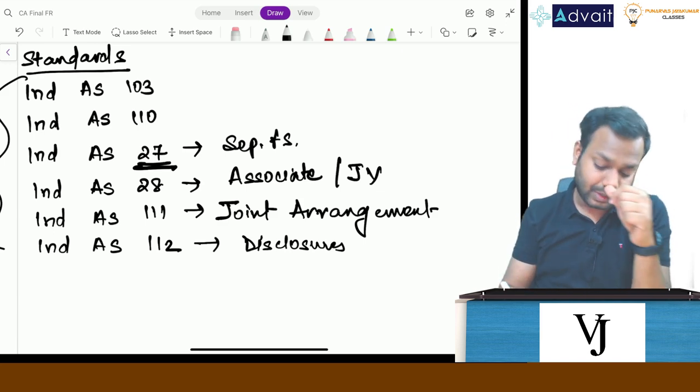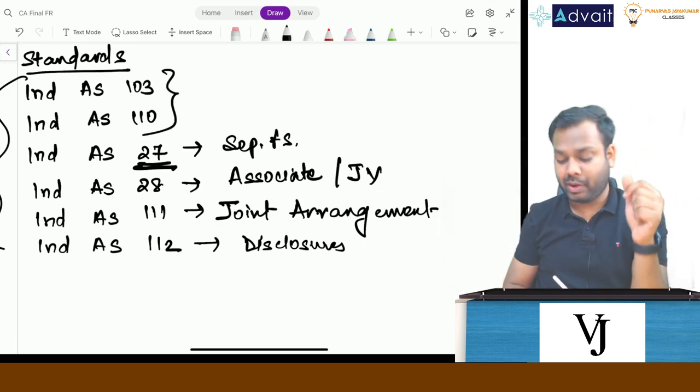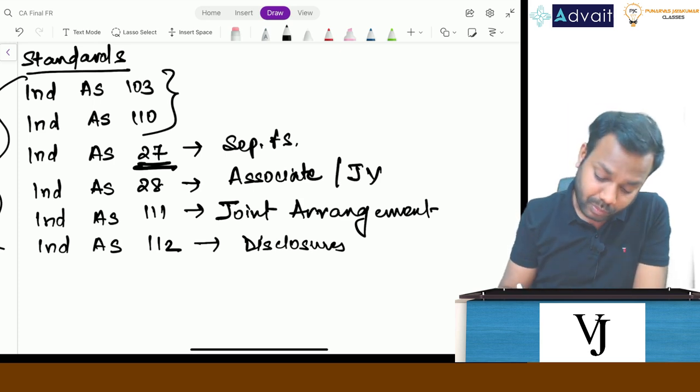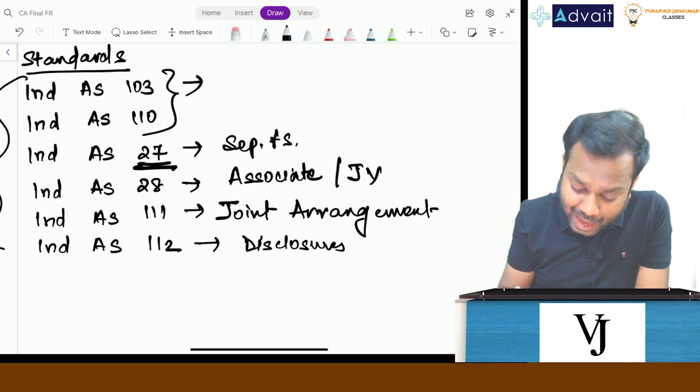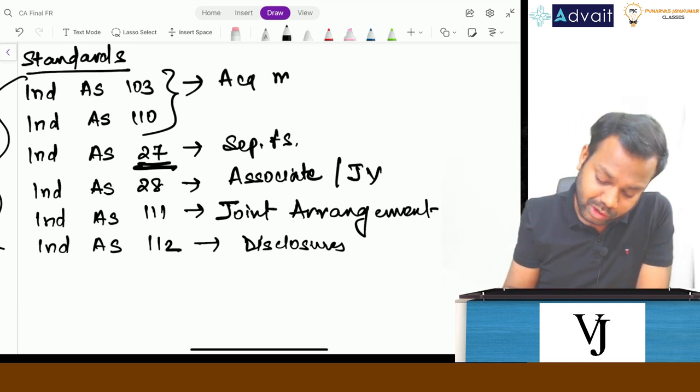Now, Ind AS 103 and Ind AS 110, understand. Ind AS 103 says we have to apply acquisition method.